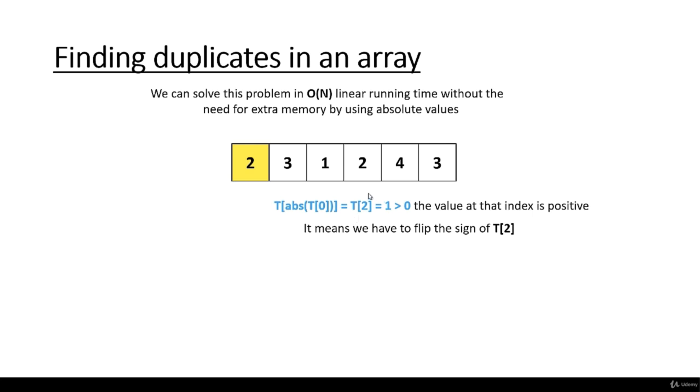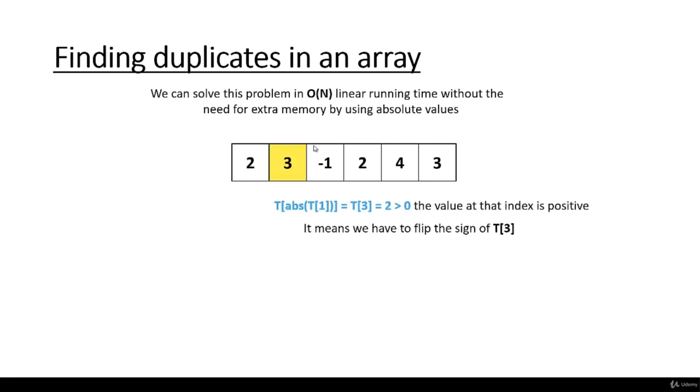The given item with index 2 is 0, 1, 2, so this is the item which has the value 1, which is greater than 0, so the value at that index is positive. It means we have to flip the sign of this T with index 2. So what does it mean? That 1 is going to be transformed into -1.